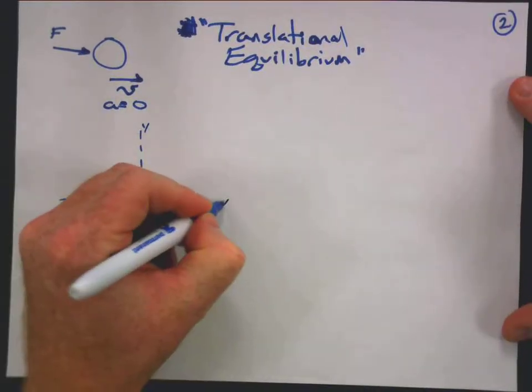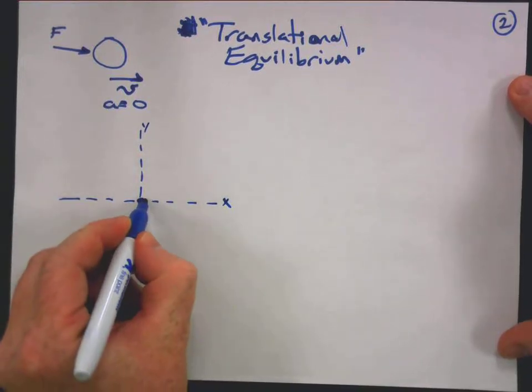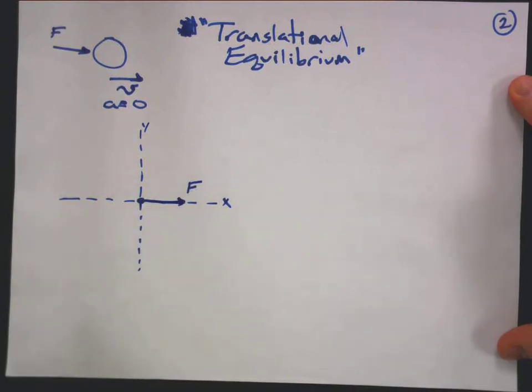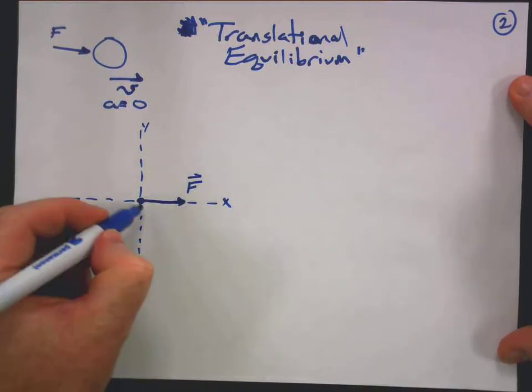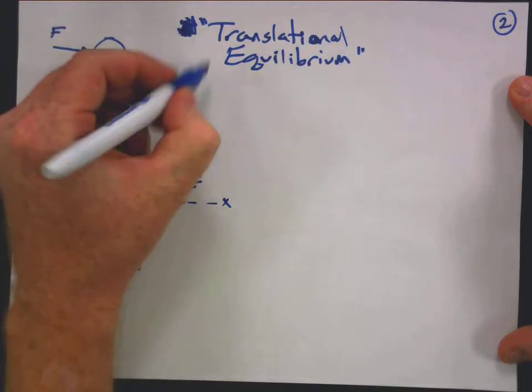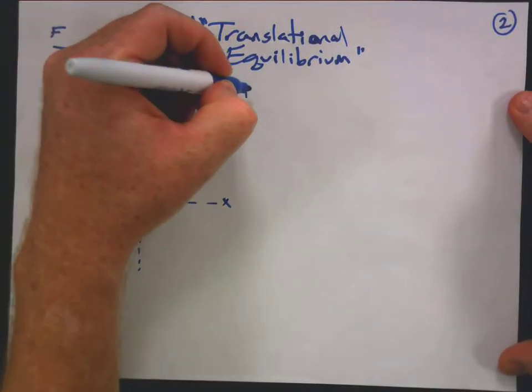Here's my y-axis, x-axis. What are the forces acting on this thing? Well, of course, there's this force that I applied. What else is there? There's weight. This thing does have mass, so let me list the mass of this object. It was just 10 grams.